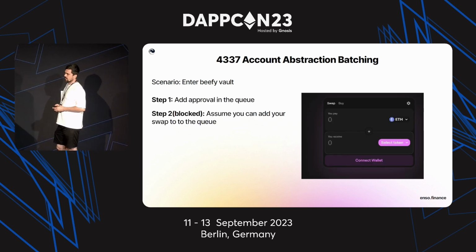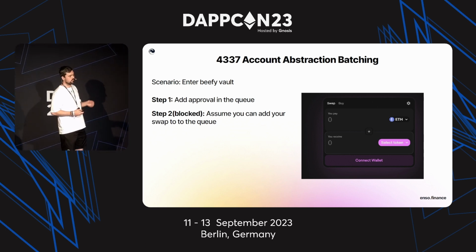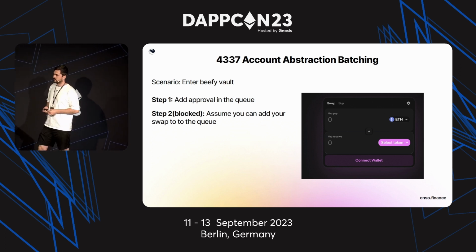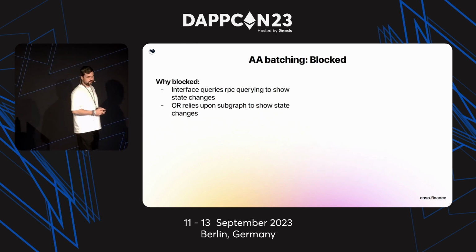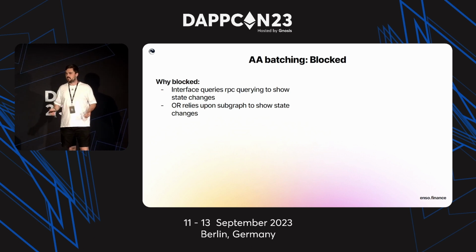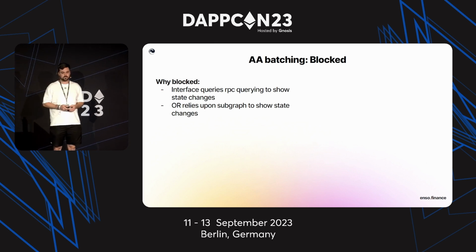I would go to Beefy, I would go to Uniswap, step 1 again, approve, add my approval into the queue, and then I would assume that I would be able to swap into the underlying tokens as before. But as my approval is still in the queue, the state has not been updated on chain, so the user is blocked. Sure, all these interfaces do RPC requests to the chain to get the most updated state to present to the user, so like toggle availability of using a swap and so forth, or they rely on subgraphs for this.